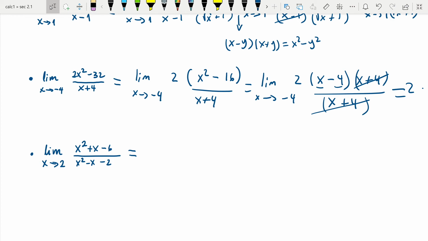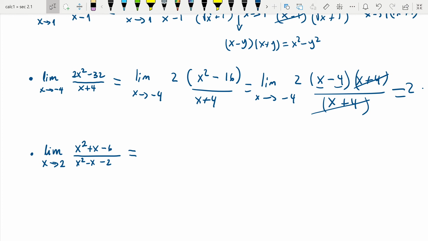Okay, so here again we have yet another limit. The limit of x squared plus x minus 6 divided by x squared minus x minus 2 as x approaches 2. And you'll notice here that again the numerator and the denominator both approach 0 as x approaches 2. So the expression at the top becomes 4 plus 2, which is 6, minus 6 is 0. And the denominator is 4 minus 2 minus 2, which is also 0.